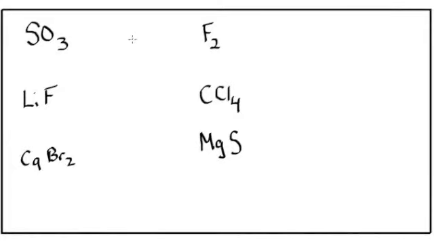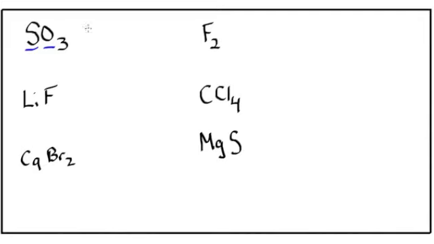Okay, so we're going to look at some binary compounds now. Binary means two, so we have two things in our compound. The first thing you want to ask yourself is, is it a metal with a nonmetal, or is it two nonmetals together? So this one is a nonmetal and a nonmetal, so that's going to be my covalent naming.